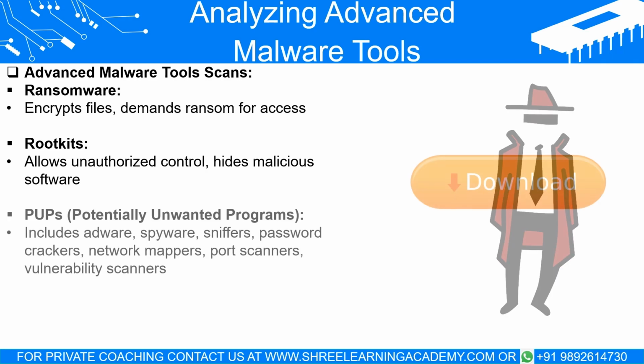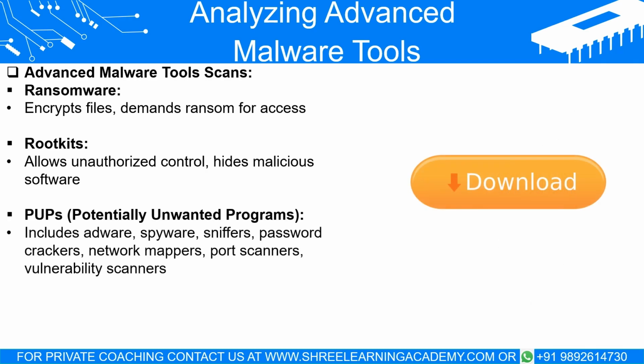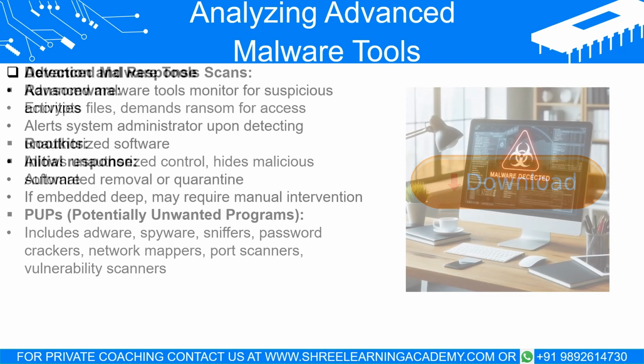Potentially unwanted programs, as the name suggests, are programs that a user may or may not realize they have downloaded. They are not always outright malicious, but they can affect the performance and security of a computer. PUPs include adware, spyware, and other unwanted tools like sniffers, password crackers, network mappers, port scanners, and vulnerability scanners.